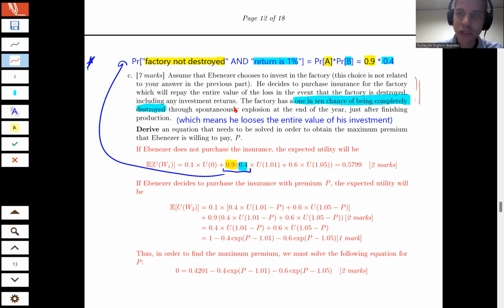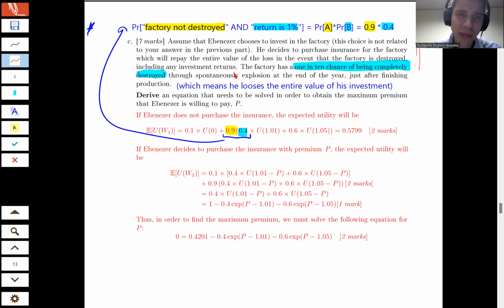And here the question tells you that the insurance means that if he gets the insurance, he will recover his $1, but also the investment. So we're back to the case where he's going to have $1.01 with a certain probability and $1.05 with a certain probability. Now derive an equation that needs to be solved in order to obtain the maximum premium P that Ebenezer is willing to pay. Here we cannot really find P because it's an equation that's hard to solve, but the question is to find the actual equation that you need to solve. So let's make the calculation.